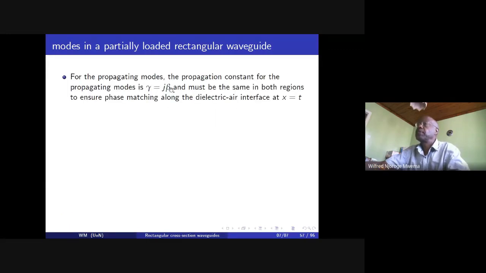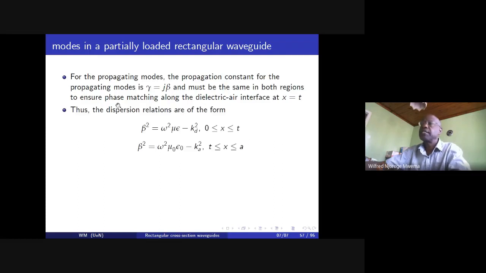For the propagating modes, the propagation constant is given by gamma equal to j beta, and it must be the same in both the air and dielectric regions. This ensures that the propagating signal has phase matching along the dielectric-air interface at x equal to t. Thus, the dispersion relations will have the following form: beta squared, that is minus gamma squared, equals k squared minus kc squared, like we showed before. Then in the dielectric region, beta squared must be equal to omega squared mu epsilon minus kd squared.